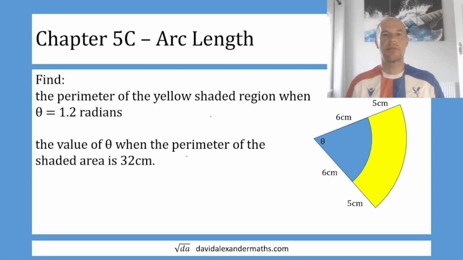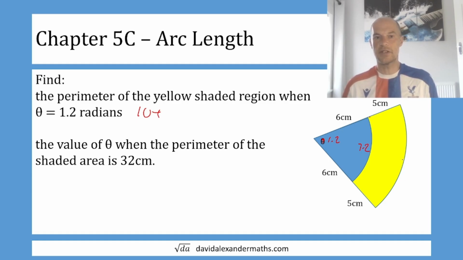Okay, so we want to work out the perimeter of the yellow shaded region. So that is going to be one arc length plus 5 plus a bigger arc length plus another 5. So we've got a 5 plus a 5, so that's a 10 plus. So this arc length, remember that the arc length is theta times r, and we know that theta is 1.2. So 6 times 1.2 is 7.2, so this arc length is 7.2, and this bigger arc length is 6 plus 5, which is 11. 11 times 1.2, which is 13.2.